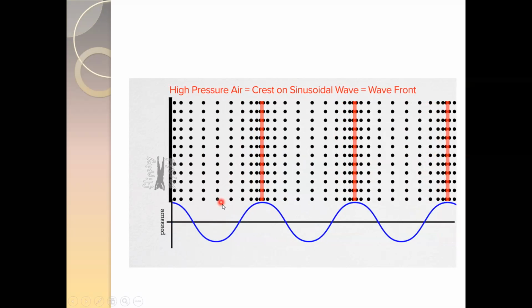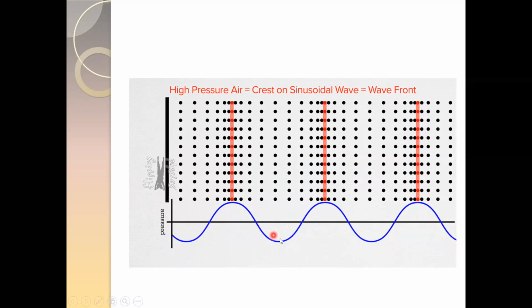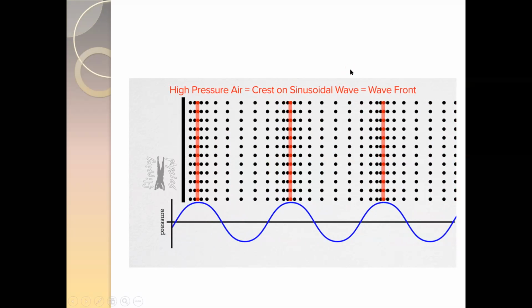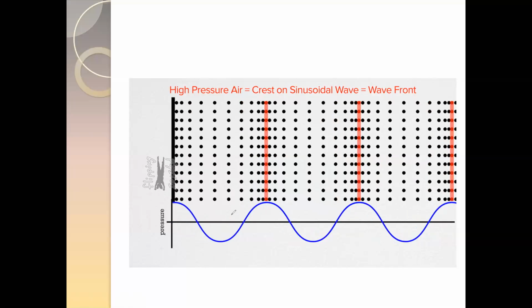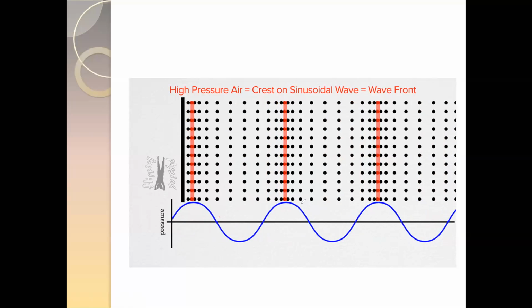And the rarefaction where the particles are away from each other. So this part is rarefaction. So if I say label on this graph, a compression and rarefaction. On this graph, where the pressure is high, that's compression. And where the pressure is low, that is rarefaction.